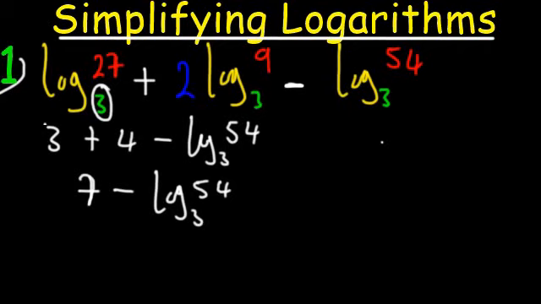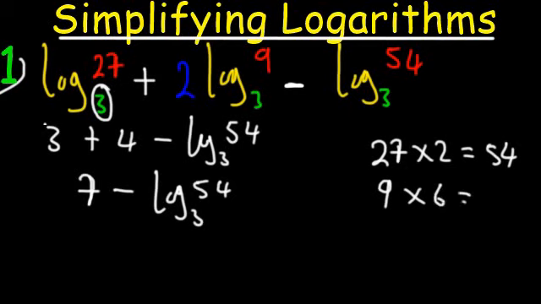Now notice that 54 can be expressed as a product of two values in different ways. You can have 27 multiplied by 2, which results in 54. At the same time, 9 times 6 will also be equal to 54. And also 3 times 18 is equal to 54. So we have three different ways in which we can express 54 as a product of two numbers. However, we still have many more ways in which we can do that, but let's focus on these three alone.